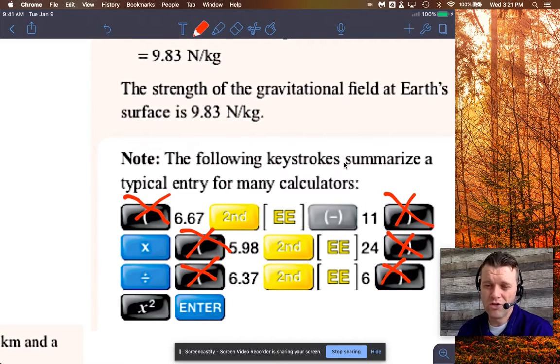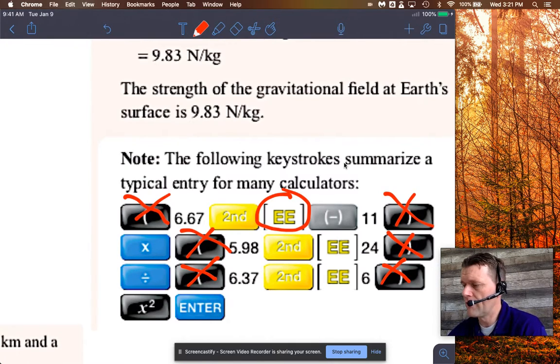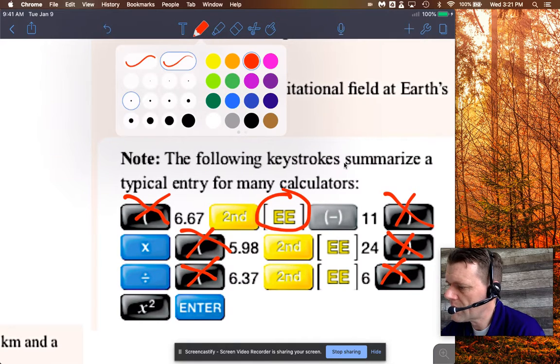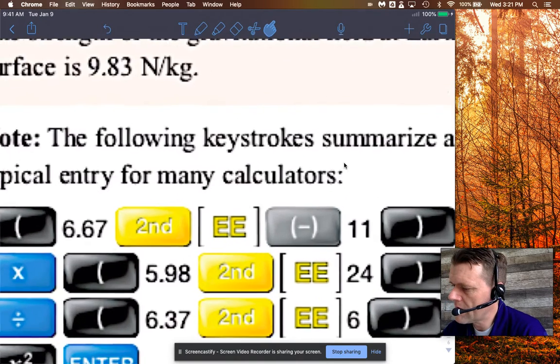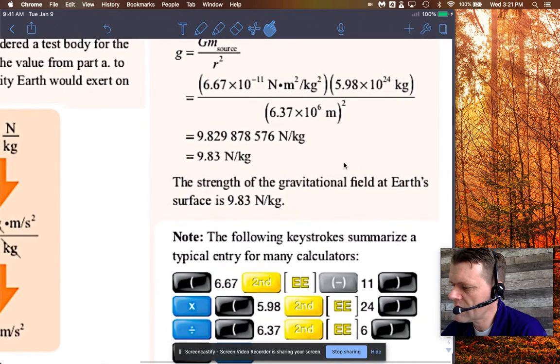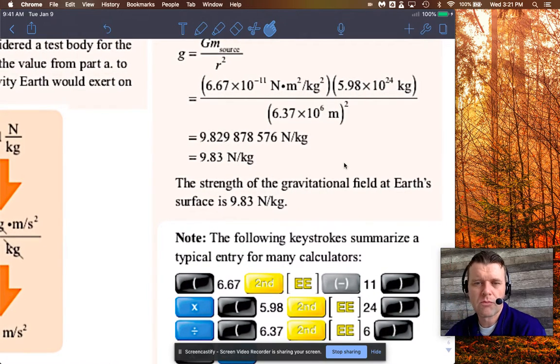So I really want you to try that because you should be very comfortable using this EE button because it will save you tons of entry and brackets and everything. And I know for some of you this is new in terms of using your calculator this way. Okay, so let's actually go back to that. In this case, it does come out to using 6.37 times 10 to the sixth as your radius. You get 9.83 newtons per kilogram.